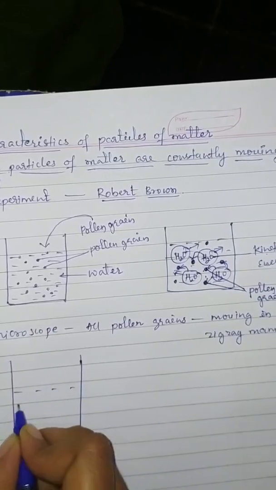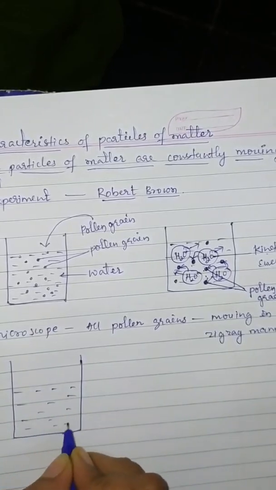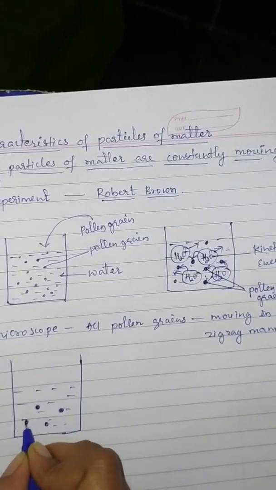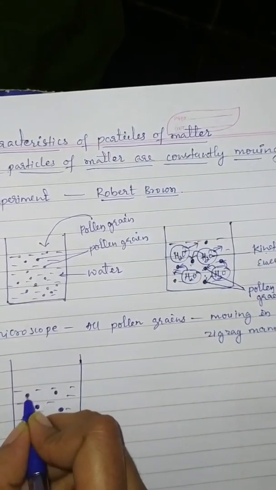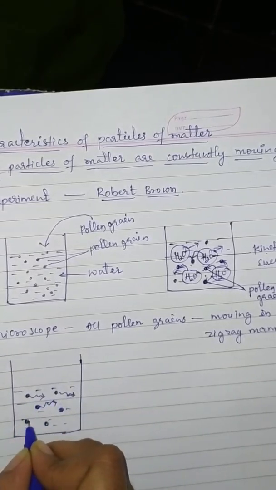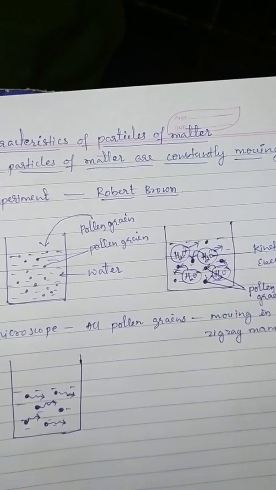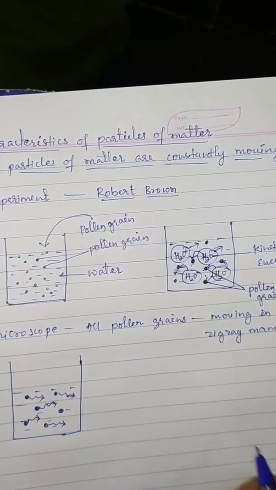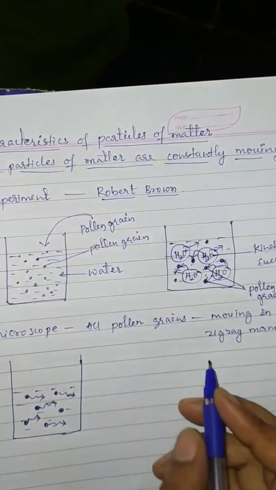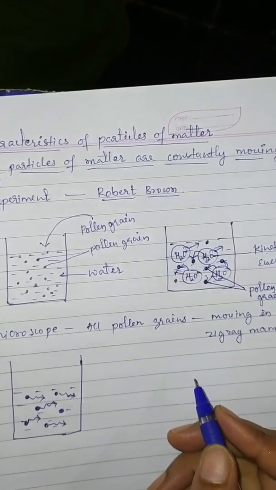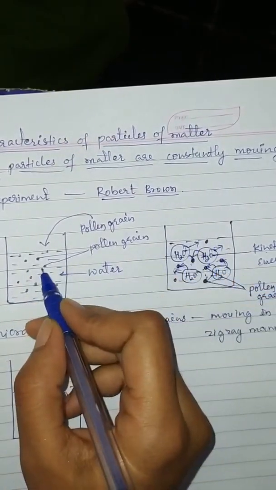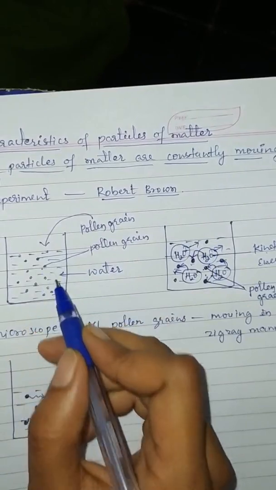As a result, these pollen grains will start moving in zigzag fashion. Okay, like this, these pollen grains will move. Okay, so from this activity we can conclude that particles of the matter are constantly moving. Okay, usually in this beaker we have taken water. To this water we have added pollen grains.